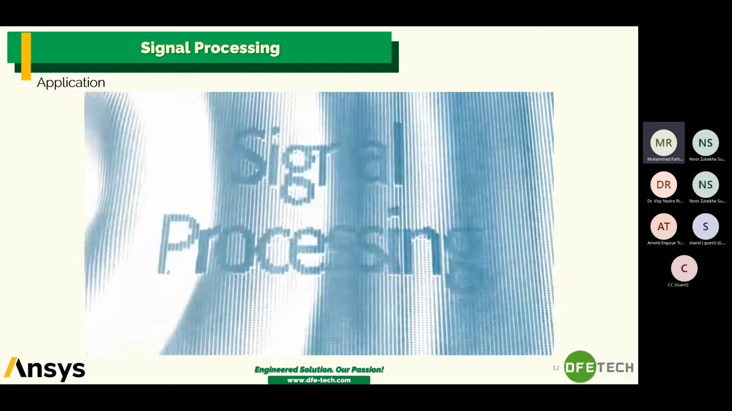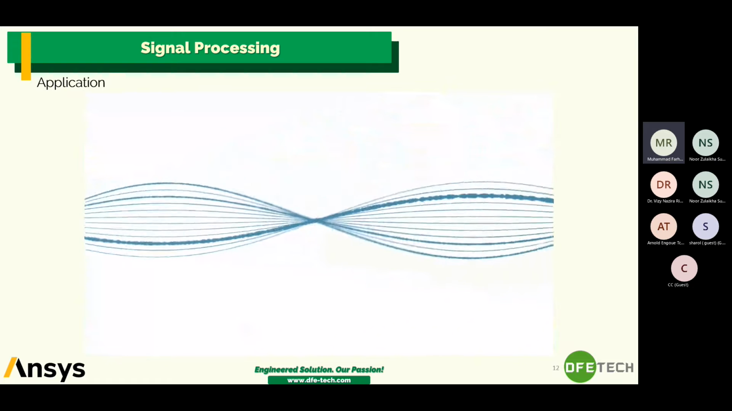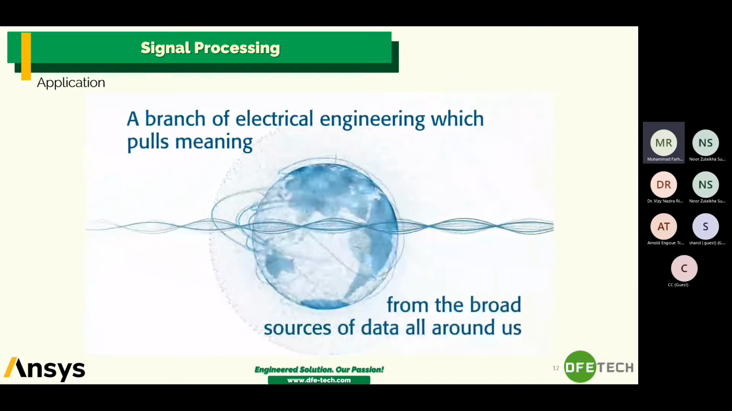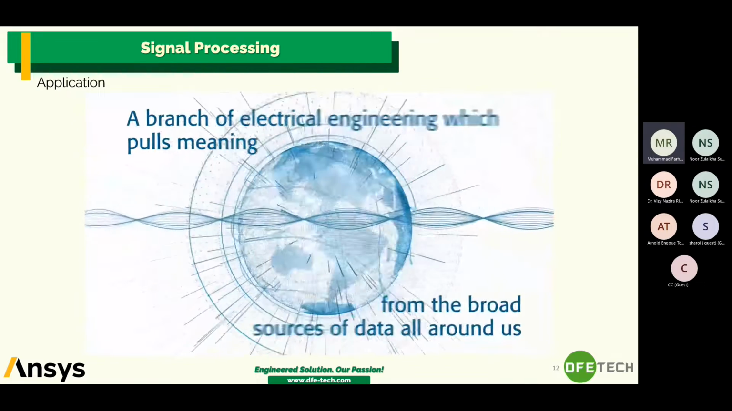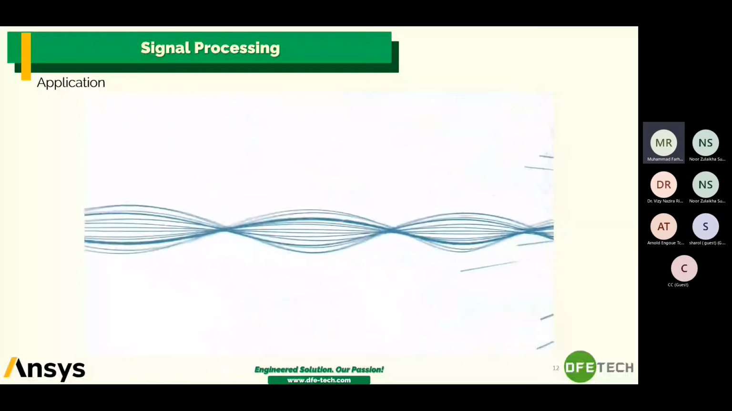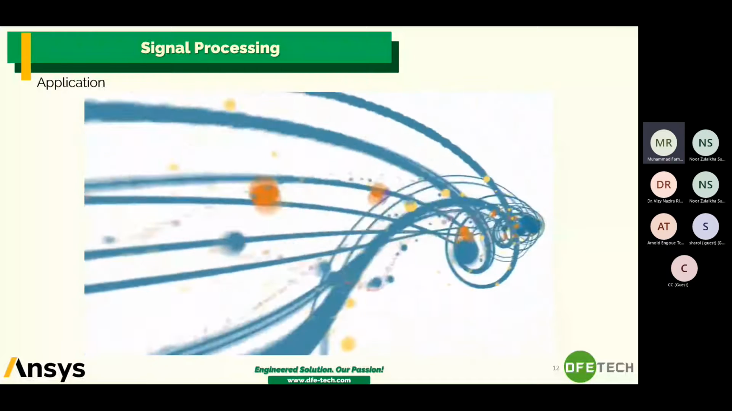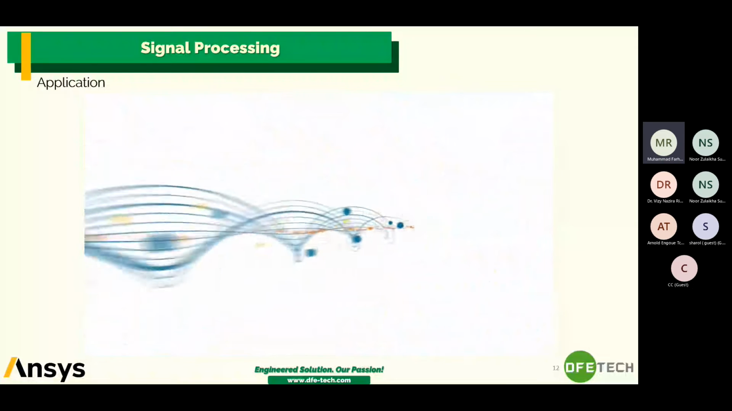What is signal processing? Signal processing is a branch of electrical engineering which pulls meaning from the broad sources of data that are all around us. But what does that mean exactly? It means signal processing is at the heart of our modern world.